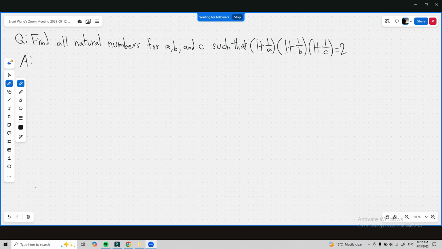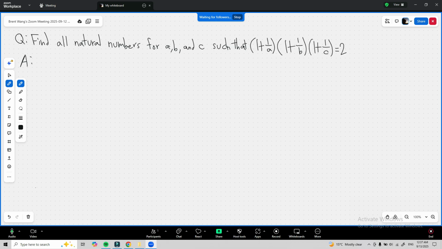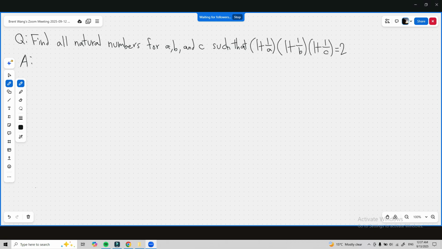So, I was solving this very difficult math problem the other day, and it took me 90 minutes before I was finally able to get it. But the result was very satisfying when I did. And here, the question was this: find all natural numbers for a, b, and c such that (1 plus 1 over a) times (1 plus 1 over b) times (1 plus 1 over c) is equal to 2. So natural numbers are basically positive integers you can count with your fingers: 1, 2, 3, 4, 5, etc.